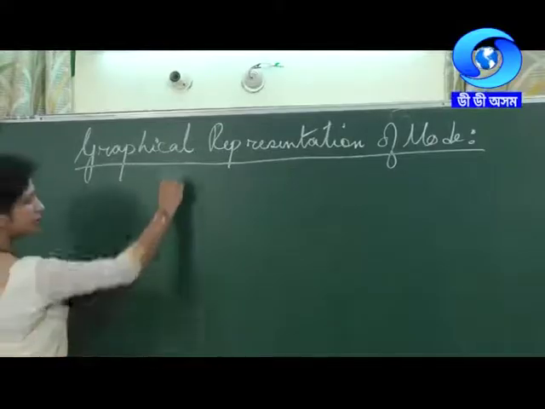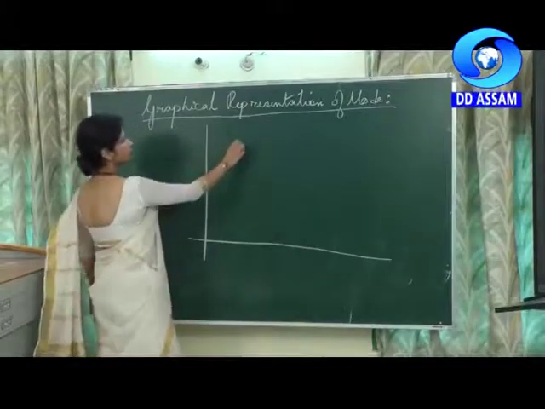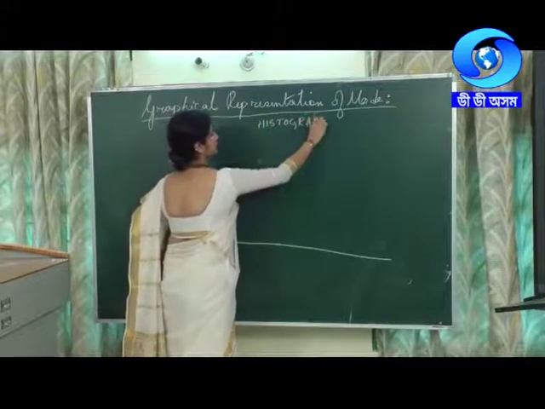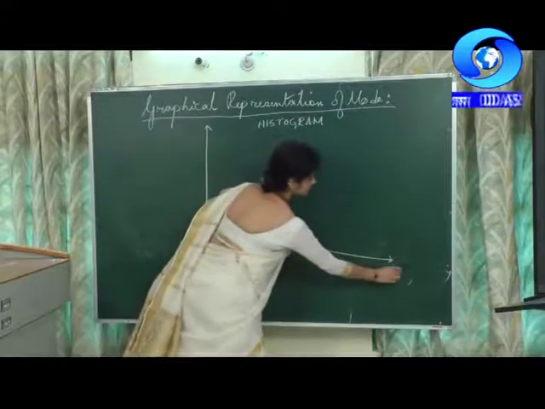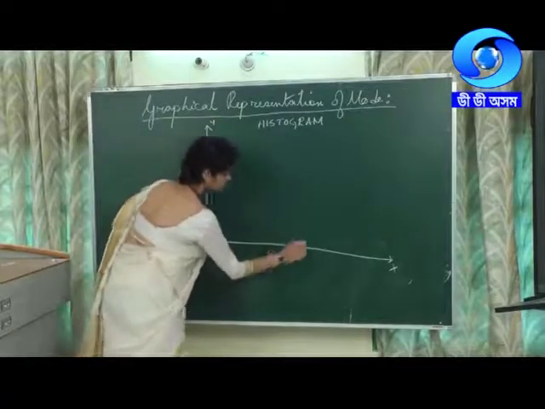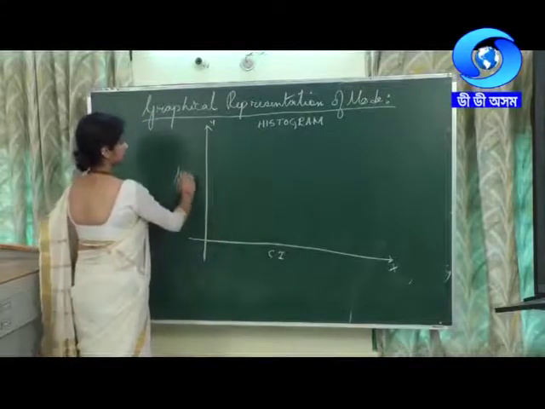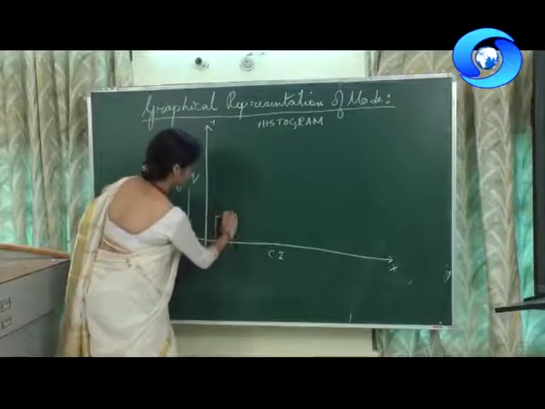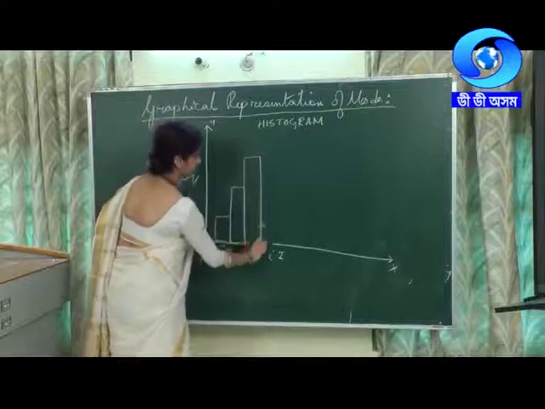So as you know from your earlier class, HS first year, to draw a histogram, we have to have on the x-axis the class intervals, which are continuous obviously, and on the y-axis we have the frequencies f. And when we draw a histogram from any data, it will look somewhat like this.